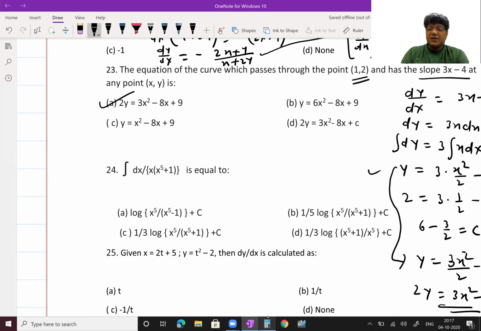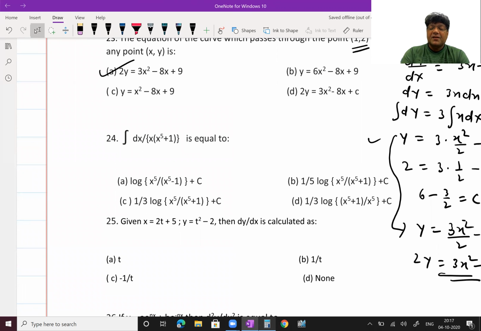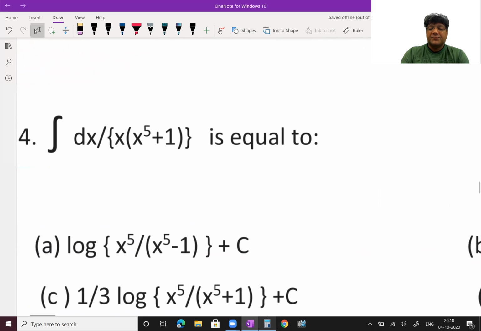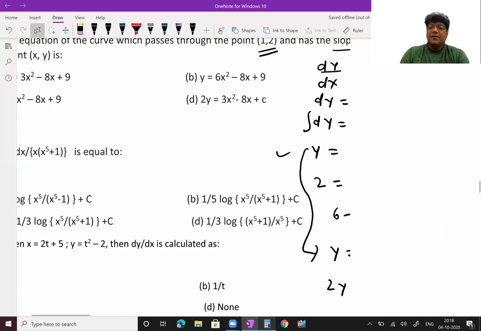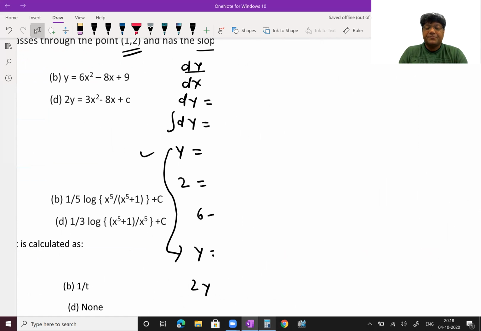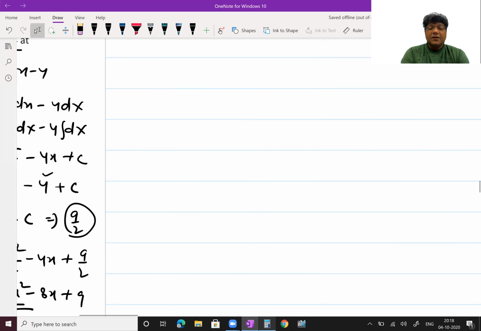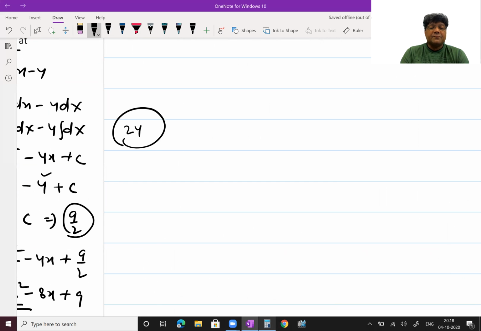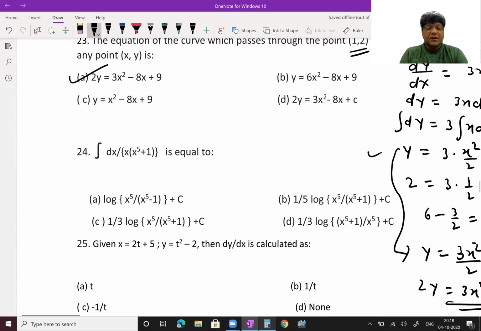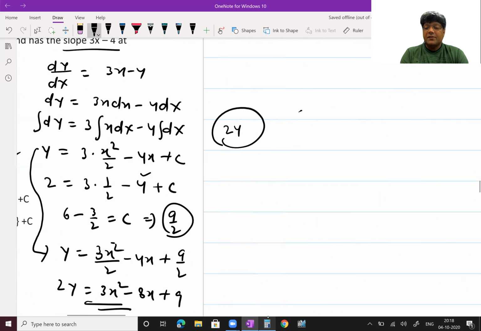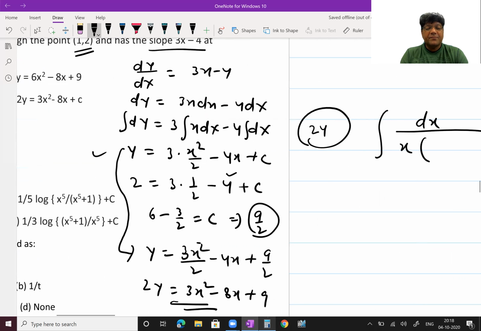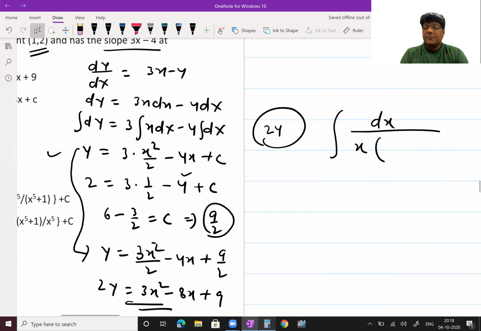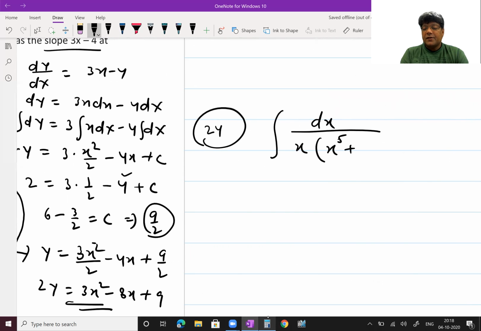Now, question number 24. Guys, question number 24. Easily you can do, wait, I will do question number 24 here. What's the question? Integration dx by x into (x^5 plus 1).